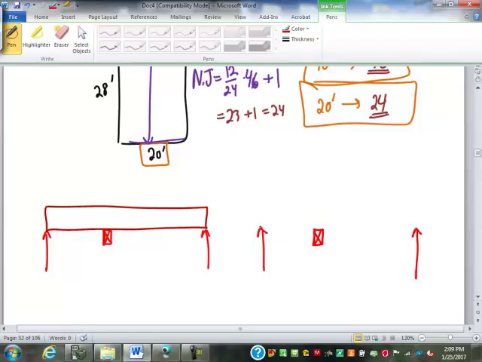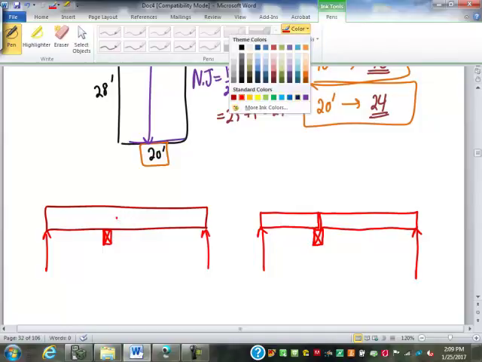Which is to run two separate joists that are basically a split joist, like this. You would think that this would be stronger. But let me show you what the issue is.